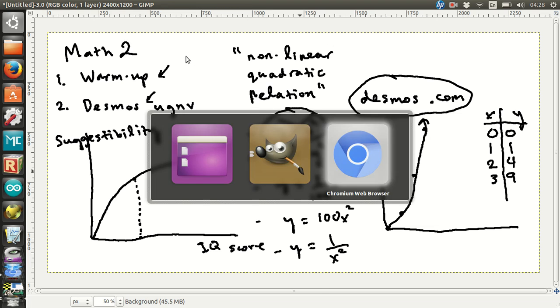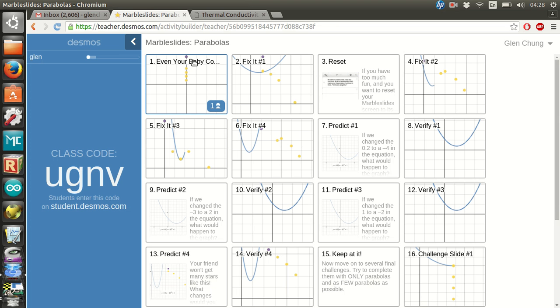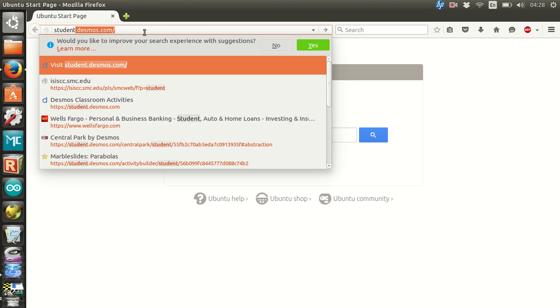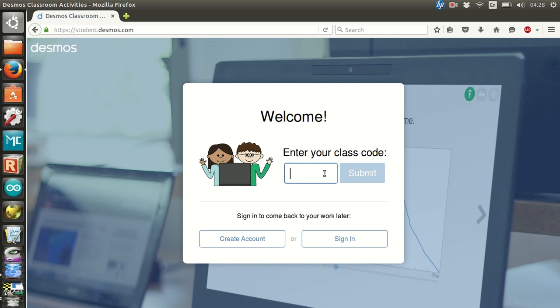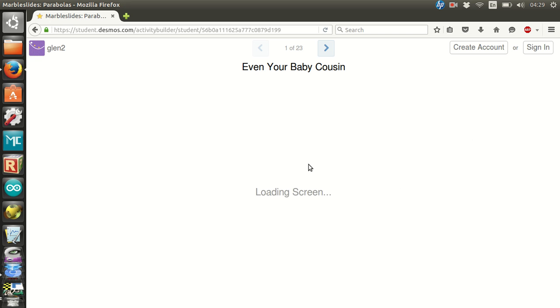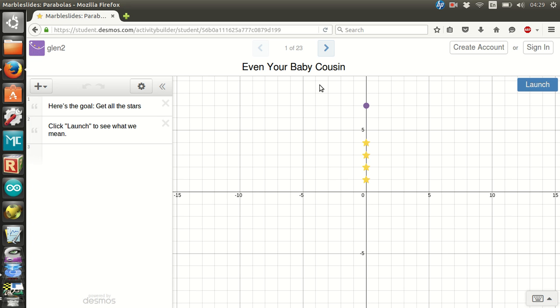Now, let me just give you an example of how this is supposed to work. This is what it looks like to me, but let me show you. This is for the students, what this should look like for you. Go to student.desmos.com, UGNV, submit, and then you type your name. This is my name. Please use your real name so I know who you are, so I can enter your work in the ALMA.